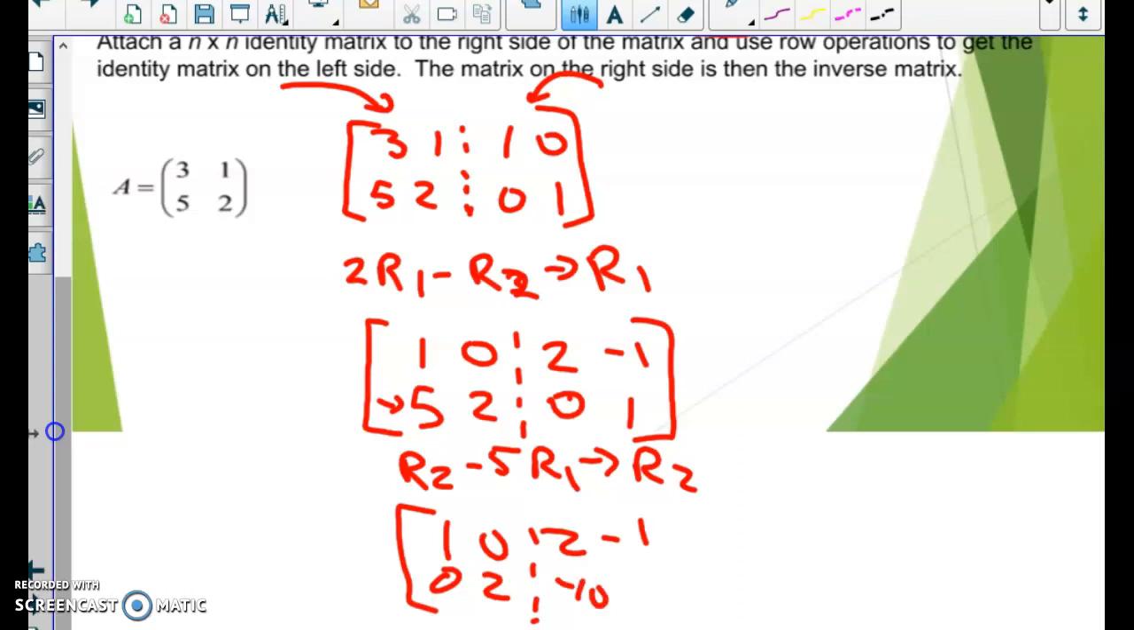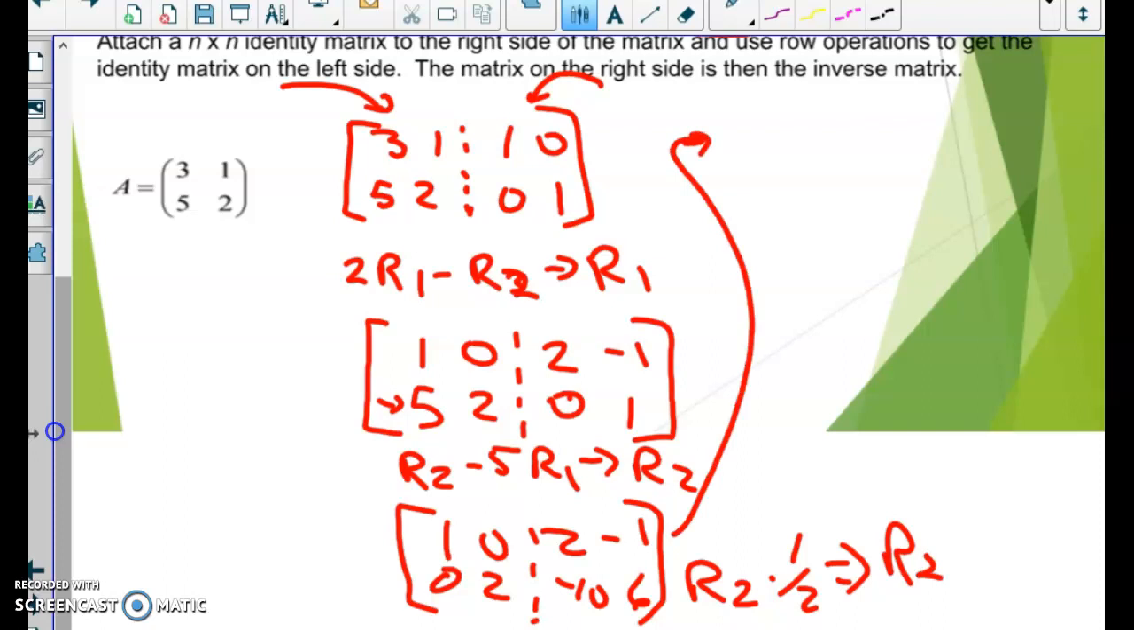and 1 plus 5 gives me 6. Then I'm going to, just for the fun of it, since I think I'm almost there, take my row 2 and multiply it by a half, and then put that back in row 2. And I'm going to write my answer up here because I'm running out of room.